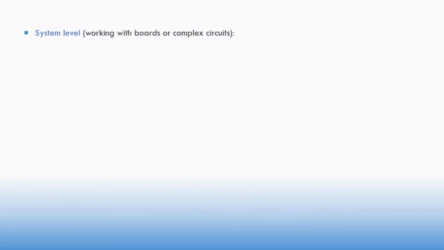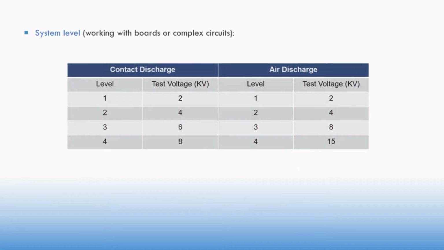For system level, we have another classification shown in this table, where we have the distinction between contact discharge and air discharge. The threshold value that has been standardized is level 4, with 8 kV per contact and 15 kV per air.